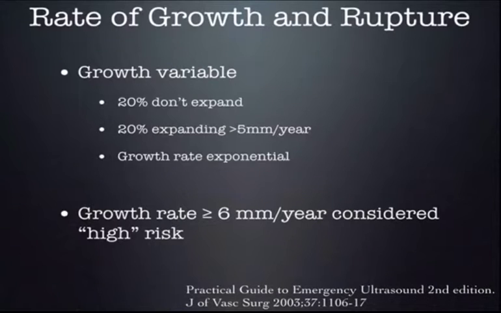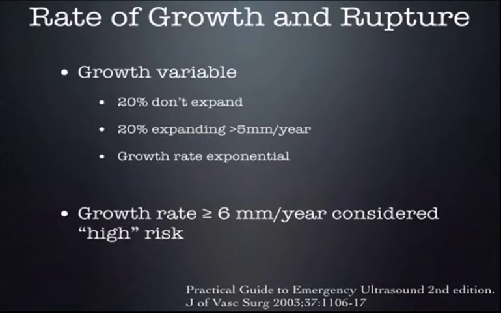Now, the other big factor that has to be considered, and something that we're rarely going to know as acute care providers, is the rate of growth. And you can see here that the growth rate is highly variable. 20% of AAAs will actually plateau off and quit expanding, whereas 20% will expand greater than 5 millimeters per year, meaning approximately 60% will expand less than 5 millimeters a year.